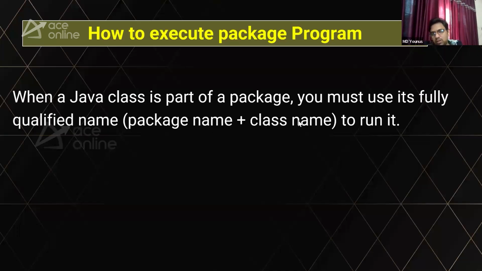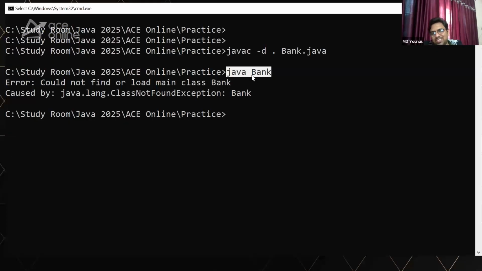So with this statement, can you tell me how to execute your program now? Anyhow, Bank I cannot execute because it does not have a main method. But if I have to execute, how to execute? Can someone help me? I will type java, but let us see. Java, then what is the main package, guys? Com, okay. What is the sub package?